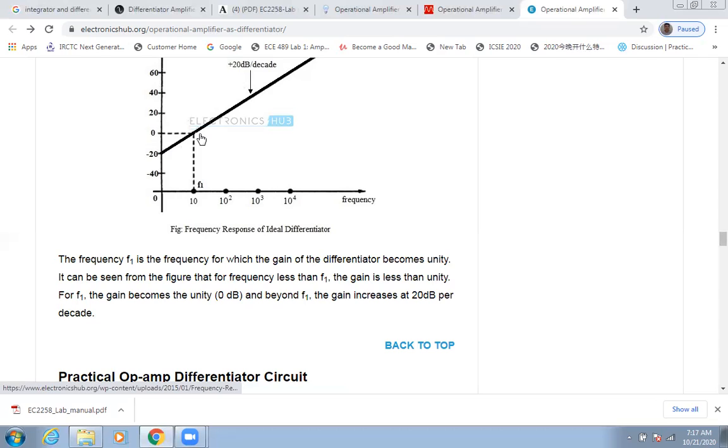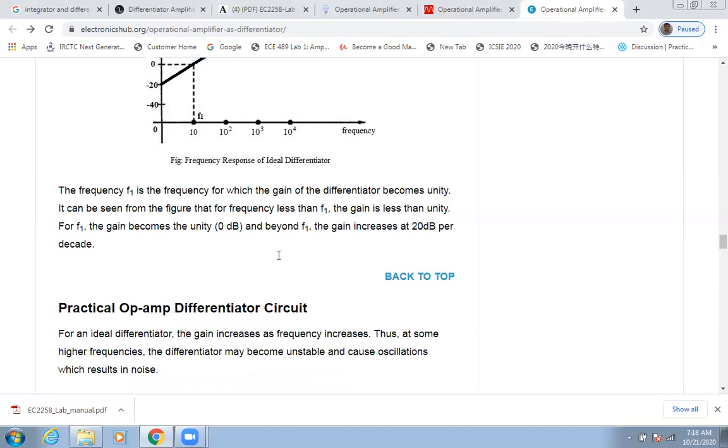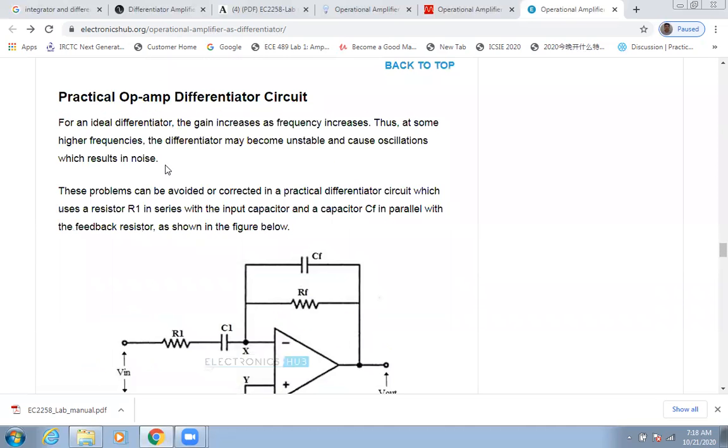And after f1, the gain increases at plus 20 dB per decade. For an ideal differentiator, the gain increases as frequency increases. Thus, at some higher frequency, the differentiator becomes unstable and causes oscillation, which results in noise.